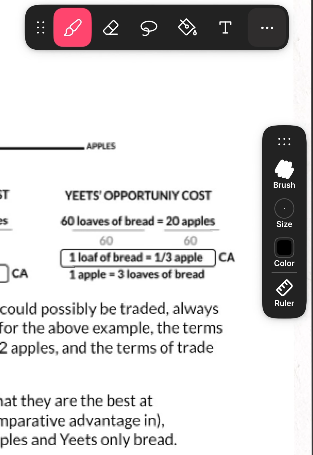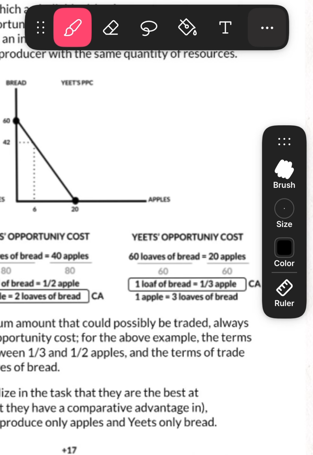And you can do the exact same thing for Yeats. So 60 bread costs 20 apples and 20 apples cost 60 bread. Sorry, that's my chair.